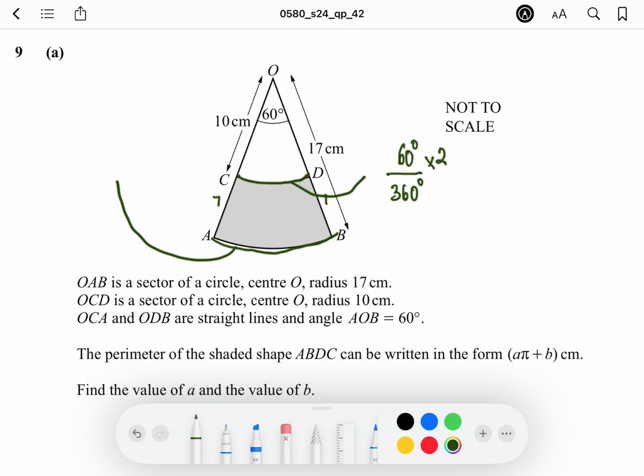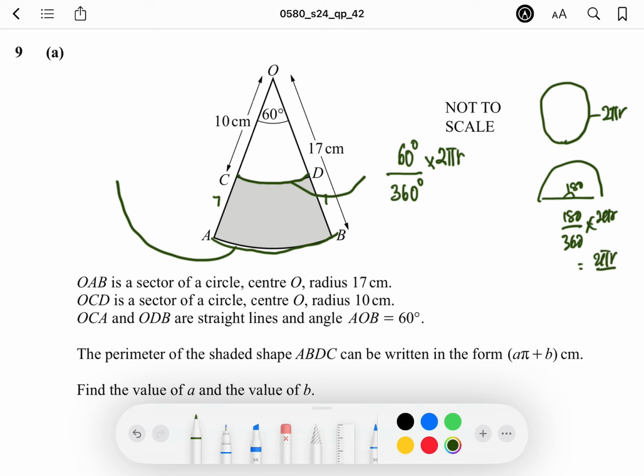2 pi r. Whole circle, 2 pi r. What this means is, if it's the whole circle, it's 2 pi r. If you want only this part, you check what the angle is here. The angle is 180, right? So that means 180 divided by 360 times 2 pi r, which is actually 2 pi r divided by 2.